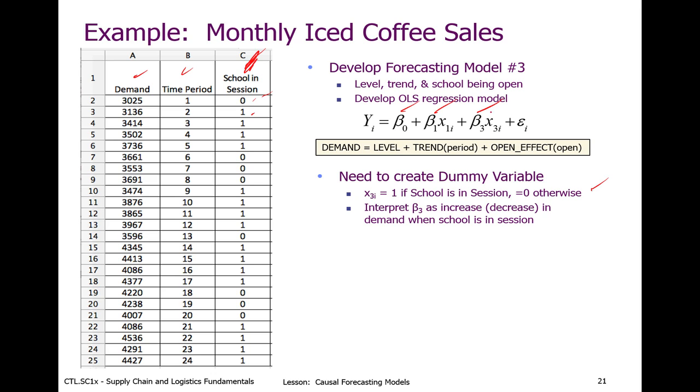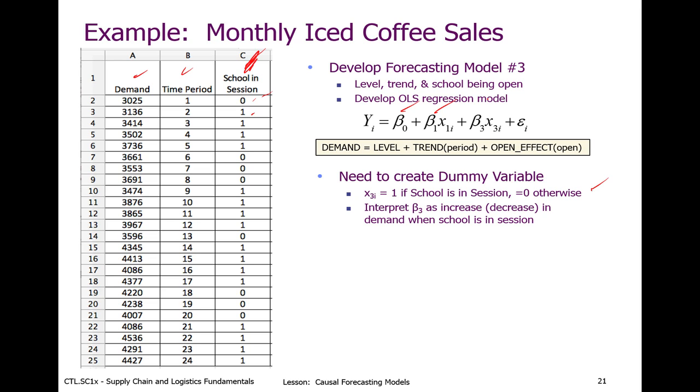And so then the beta 3, the coefficient that I'm estimating here, how do I interpret that? Well, I would interpret that as an increase or decrease, depending whether it's positive or negative, in the demand in number of iced coffee sales per month when school's in session. So whatever that coefficient's going to be, if it's positive, then it's going to say, okay, when school's in session, that's how many more cups of iced coffee you're going to sell. When it's negative, it would assume just the opposite. There'd be a decrease in sales.